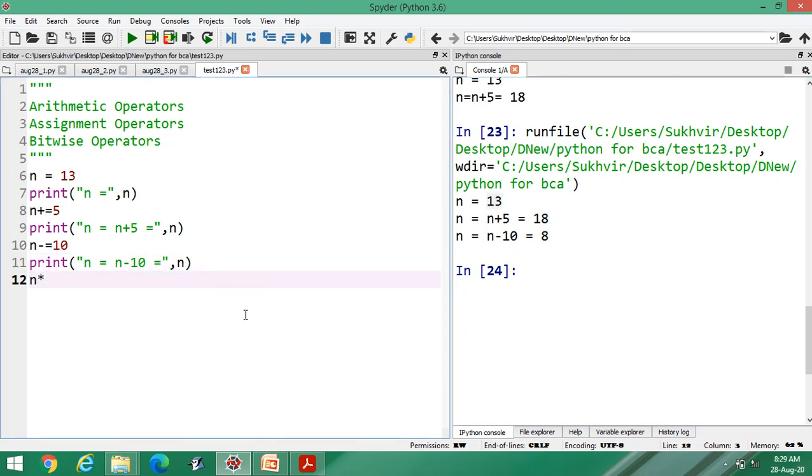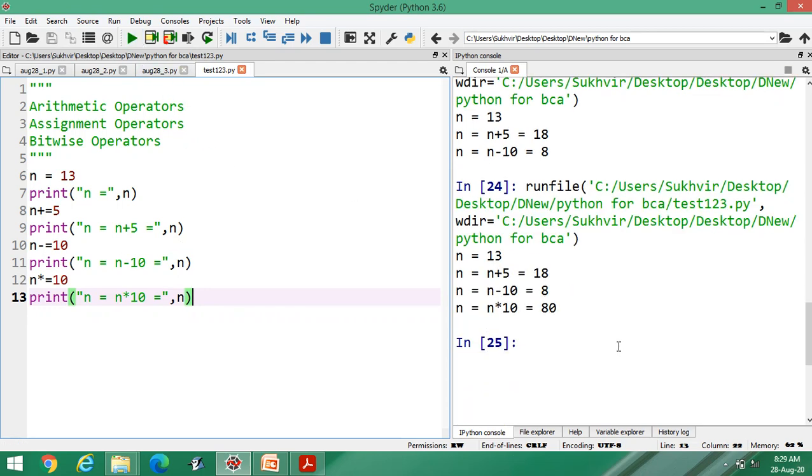Suppose I have to multiply the content. N star equal to 10. Then again print the content. Here you can write multiply, then 10 like this. Suppose N multiply 10 is required. Now look at the answer. The answer is 80. 8 multiply 10 is there.